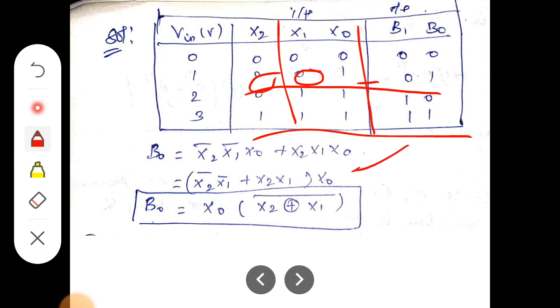I already told that in both terms, the variables are both complemented or both not complemented, so it is an XNOR gate. x2 bar x1 bar plus x2 x1 is an XNOR gate. x2 XOR x1 the whole bar is called XNOR. So the whole function is b0 equal to x0 into (x2 XOR x1) the whole bar, or else x0 into x2 XNOR x1. This is the final answer for the given problem.